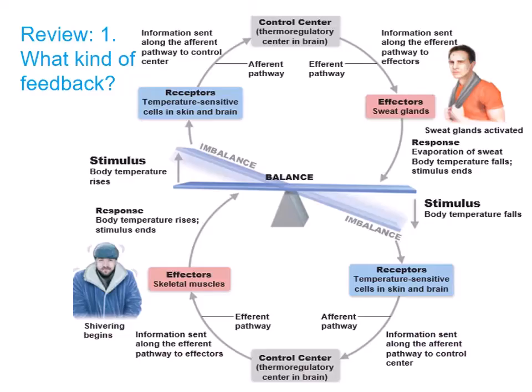So then the efferent pathway sends a message to the skeletal muscles that cause the person to shiver, and then that shivering raises the body temperature back to balance. On the other side here, we have basically the opposite if the person's too hot, and then they sweat to cool down. So is that positive or negative feedback?